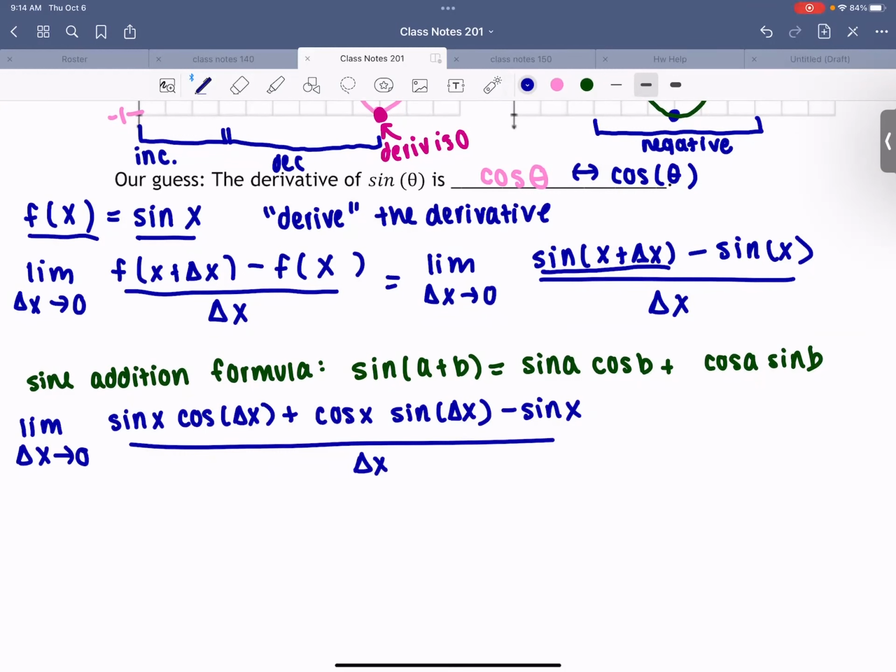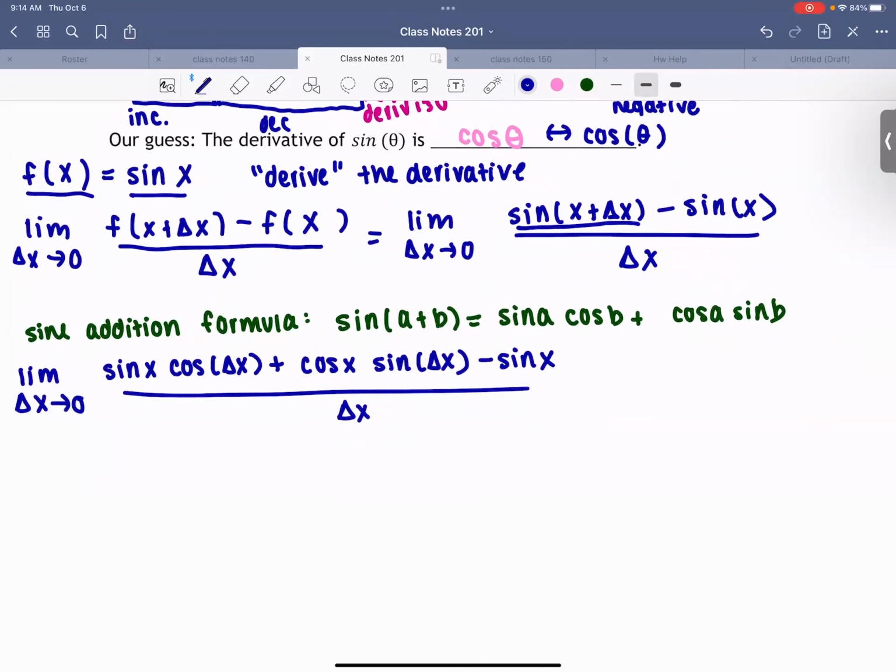Okay. I'm going to do something a little weird right now, just to make things a little simpler. I know this might be confusing right now, but I'm going to take this guy here and this guy here, and I'm going to just swap them. The reason I'm doing that is because I'm seeing that the first term here and the second term here both have a sine x. I kind of want to group them together.